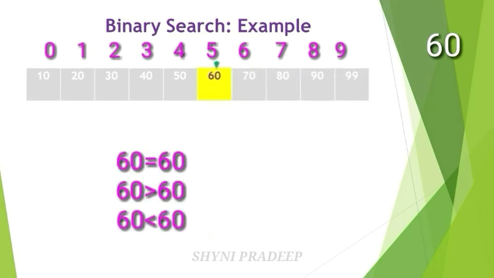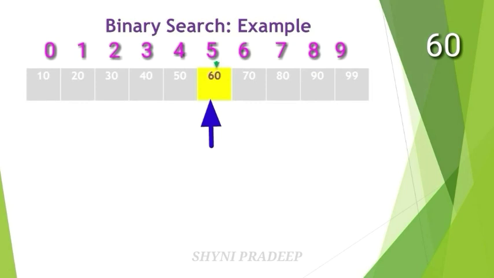So now you have to check the condition. Which condition is true? This one. So we found the search element. Its index position is 5. So here you stop your search because you found your search value. Now we conclude that the search element 60 is found at the location 5, which means found at the index position 5. So here we got the successful result.